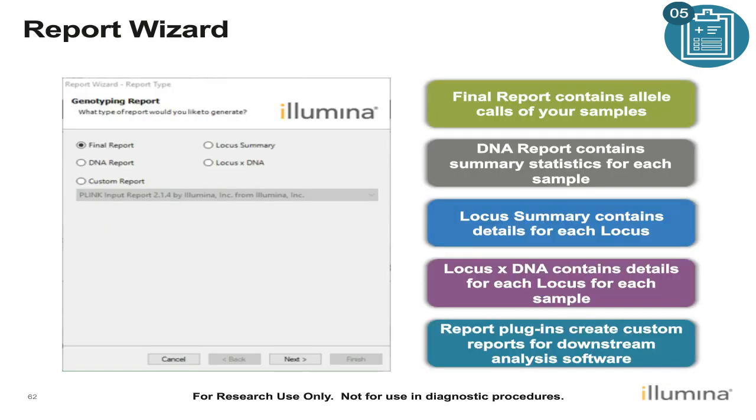It will take you to a report wizard similar to the project creation wizard, which will take you step by step. And in this screen, it gives you the option of selecting a report type. The most popular one is the final report, which contains the allele calls. But if you only want specific information such as statistics for your samples or your loci, you can select the other report types. And if you are interested in exporting reports for third-party software analysis, you can also use the report plugins.